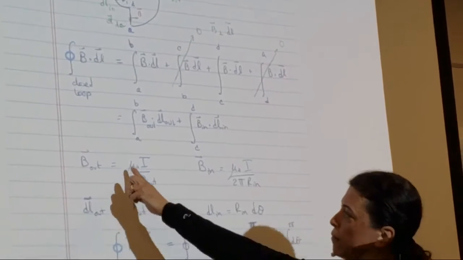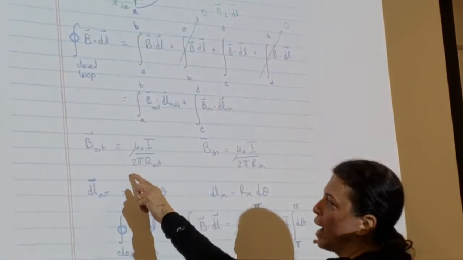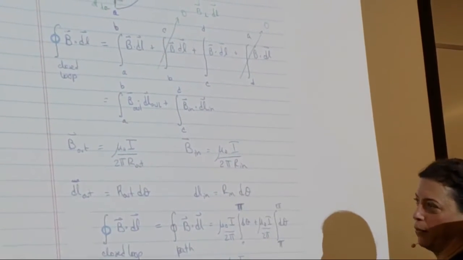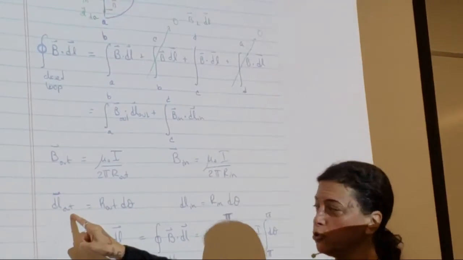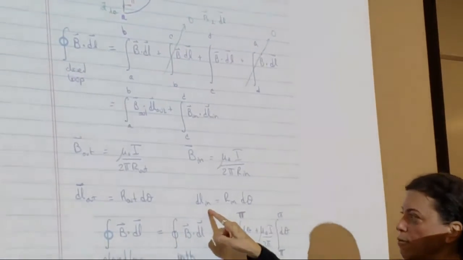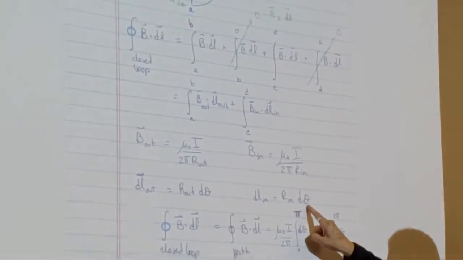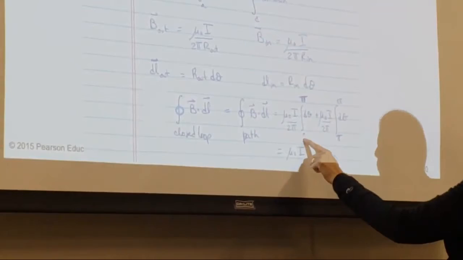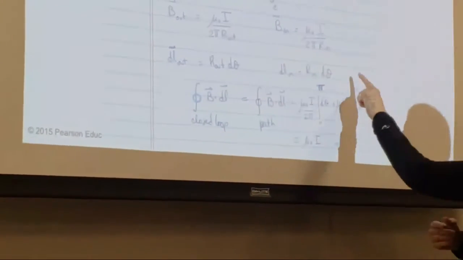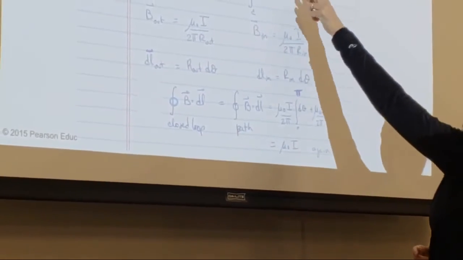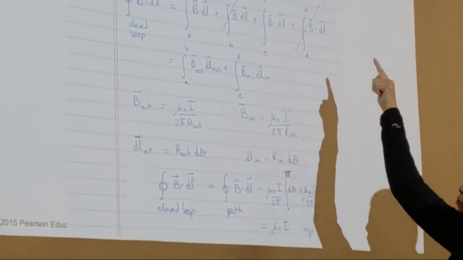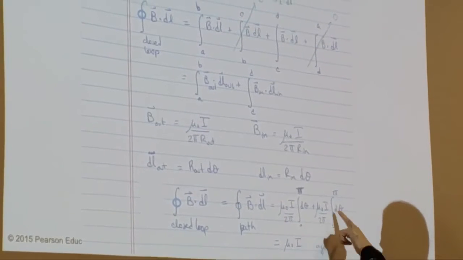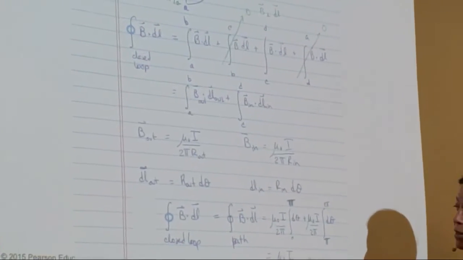For the part that is out, its magnitude is mu 0 I over 2 pi r out, and for the one that's in, it's the same expression, but r in. Now the dl for the outer surface is r out d theta, and for the inner circle is r in d theta. So when I put everything together, I integrate this one from A to B, which corresponds to an angle of 0 to pi, and for the C to D term, the angle goes from pi to 2 pi. And so I end up adding these two terms, which gives me a 2 pi, which cancels this 2 pi, and again I get mu 0 I.